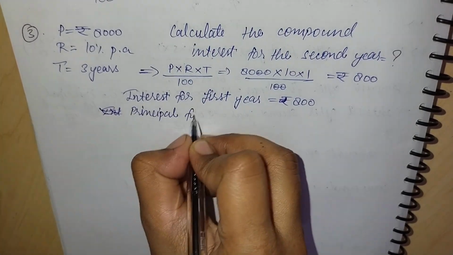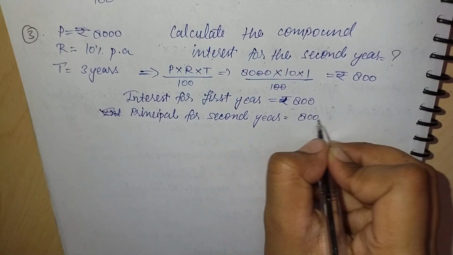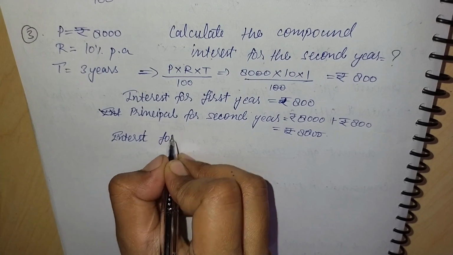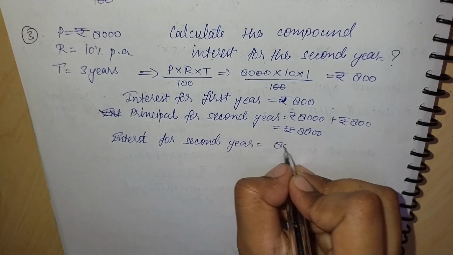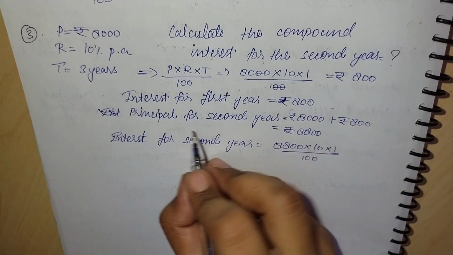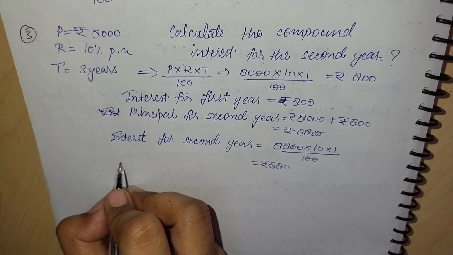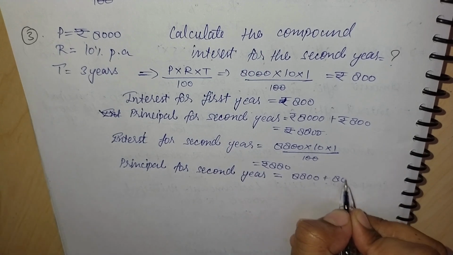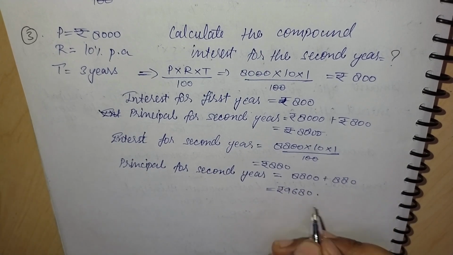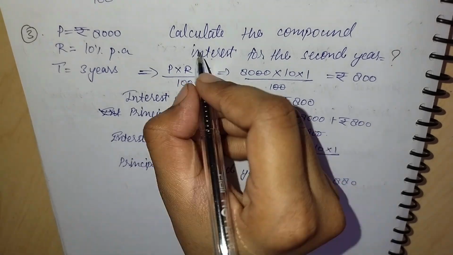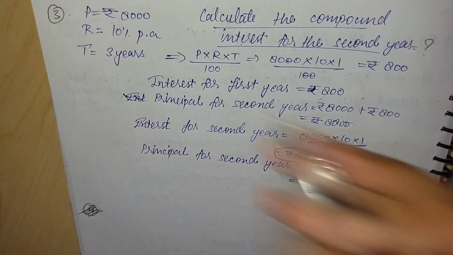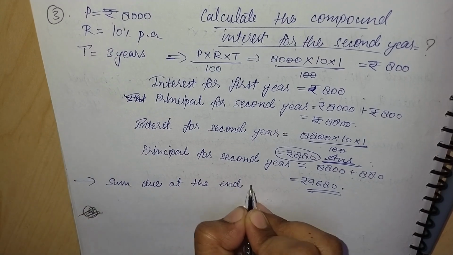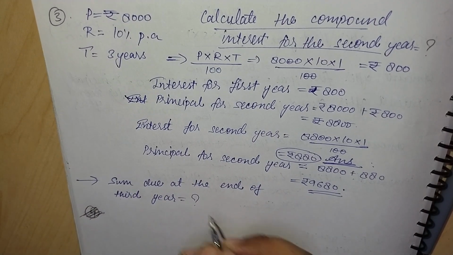Now the amount for first year, we will find the principal for second year equal to 8,000 plus 800 equal to 8,800. Now interest for second year we will find as 8,800 into 10 into 1 divided by 100 equal to 880. Now the principal for third year here is 8,800 plus 880 equal to rupees 9,680. And we have to find the compound interest for second year. So this 880 is only the compound interest.